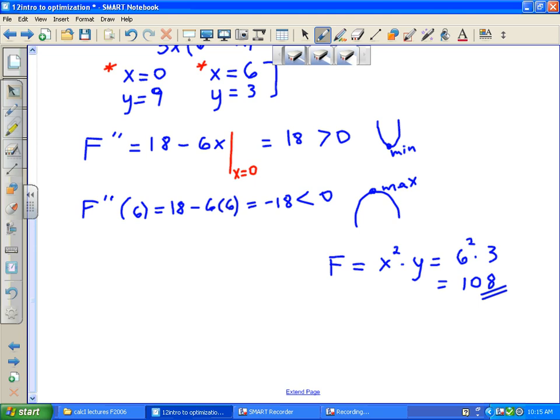So the question was, what are the two numbers? And our answer is, the first number is 6, and the second number is 3. Those are the two numbers that the question was asking for.